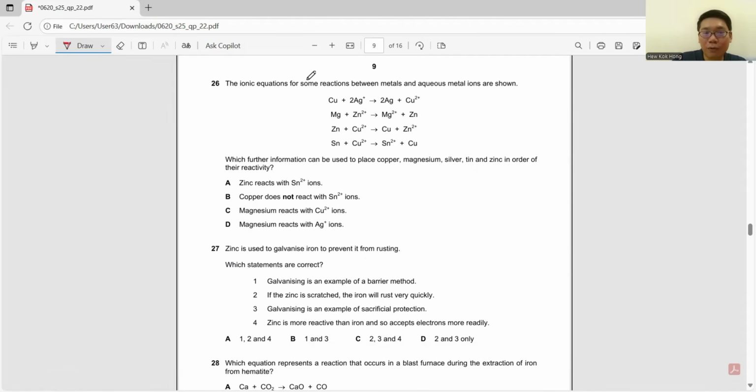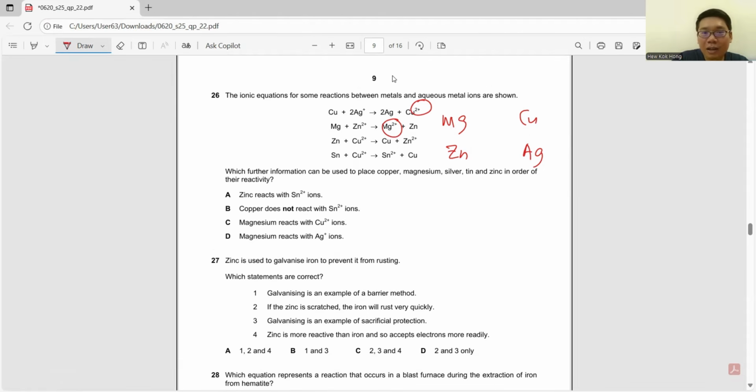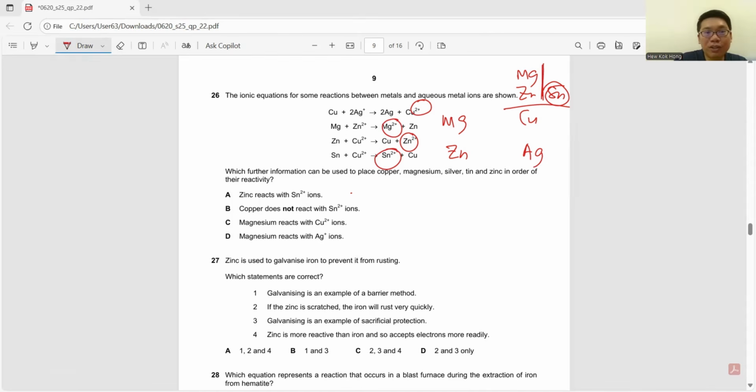26. The ionic equations for some reactions between metals and aqueous metal ions are shown. Whichever prefers to become an ion is in a higher position, so we can confirm copper is higher than silver, magnesium is higher than zinc, and zinc is higher than copper. Then Sn is above Cu, but they do not show whether Sn is above or below Mg or Zn. The question asks which further statement can be used to place these in order of reactivity, so we need the position of Sn.